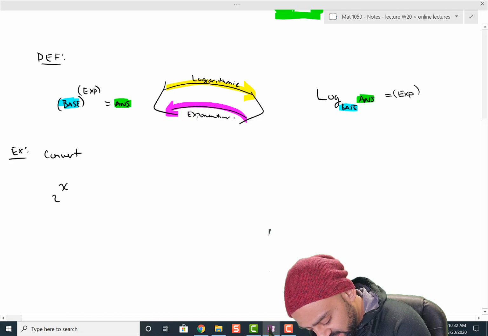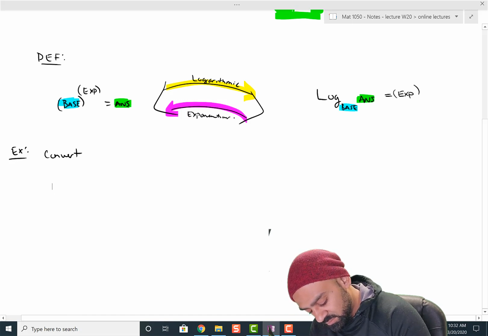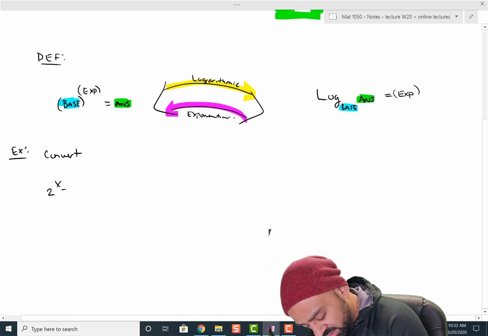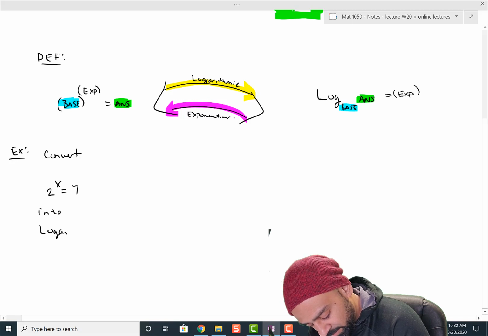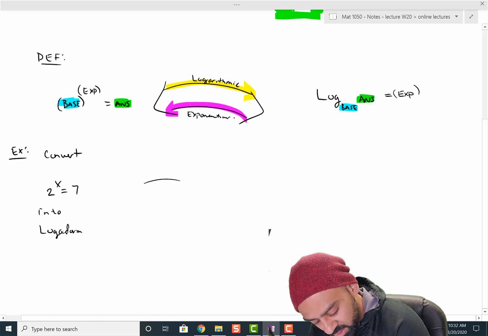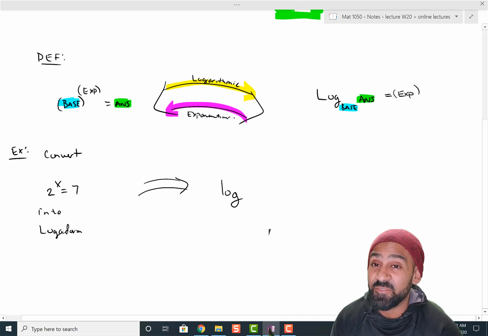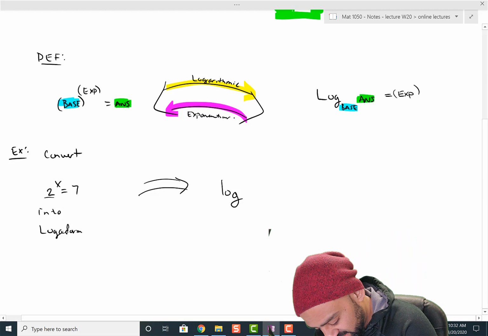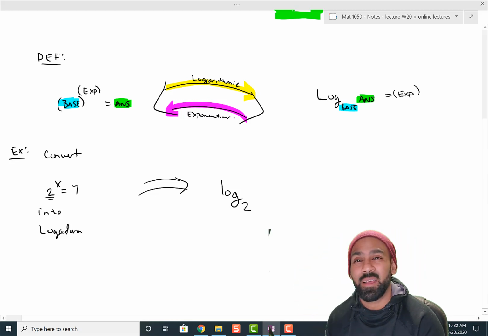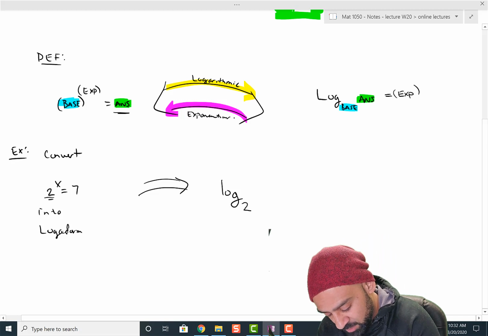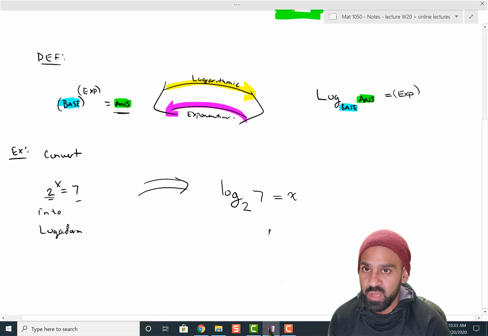2 to the x. Sorry, guys. Convert 2 to the x equals 7 into logarithmic form, log form. Well, here we go. The log is going to be whatever the log is. The base is defined by whatever base was used. In this case it was 2, so there will be a base of 2 written as a subscript. The answer is what it is equal to, which is 7, so that's what goes here. And then finally, this is equal to x. Really that simple.